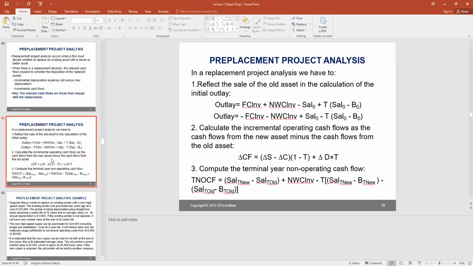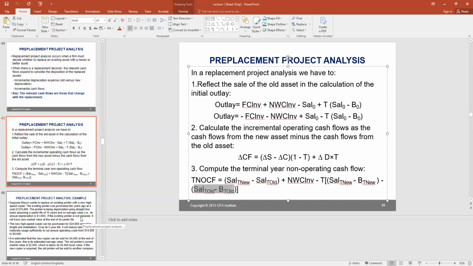Okay, now, that's what we do. The second, we just calculate the differences of sales, cost, and everything, like new minus old, new minus old. That will give us this. And the terminal non-operational cash flow value is similar. You get the salvage value of the new minus salvage value of old, plus net working capital, minus tax times salvage value of new minus the book value of new, salvage value of old minus the book value of old.